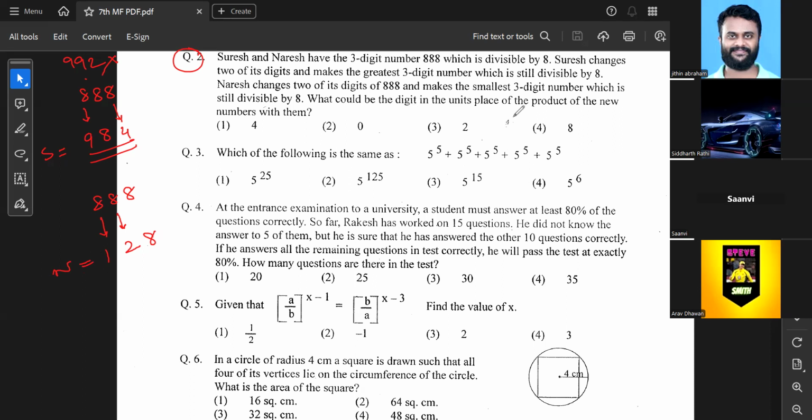What could be the digit in the units place of the product of the new numbers with them? So whatever new numbers you have, you'll have to multiply and find what is the digit in the units place. So it's a very simple technique. All you have to do is take the units place of both the numbers and multiply them. 4 into 8 is 32. So 32 will have 2 in its units place. Therefore, your answer is 2.